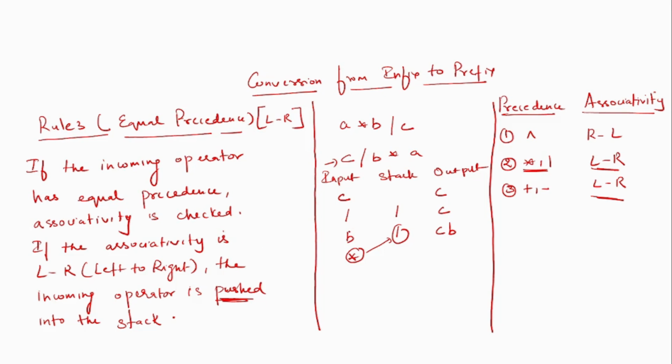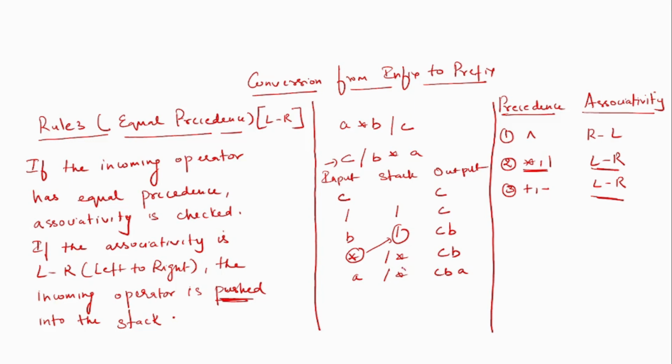Therefore what do we do? In postfix we used to pop the operator out of the stack. Here we push the operator into the stack. Therefore division, star, and CB remains as it is. So we have scanned C, division, B, star, and then comes A. CB A, right? And now we have scanned the whole expression.